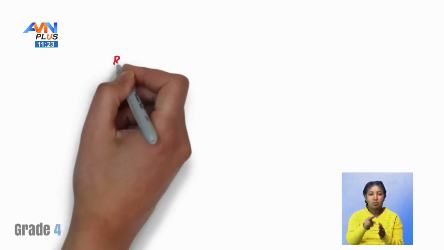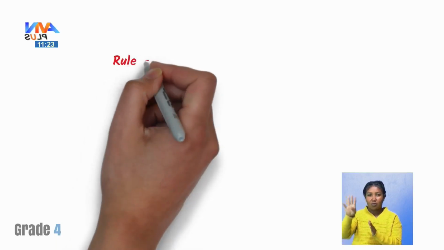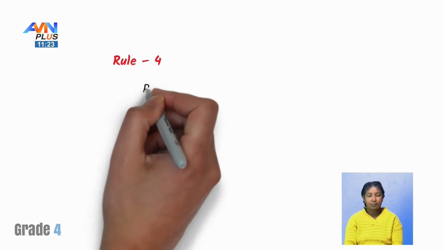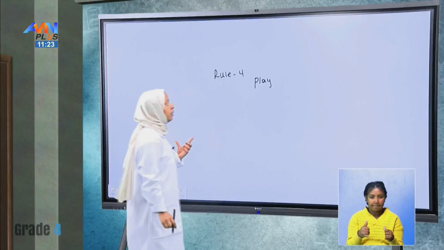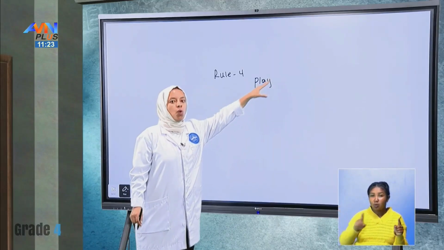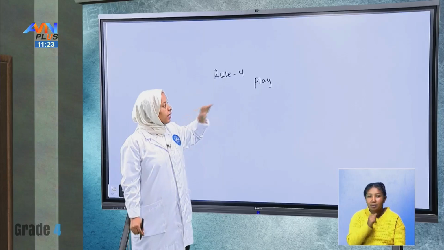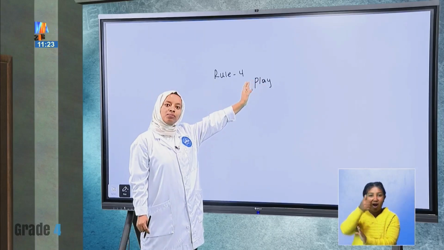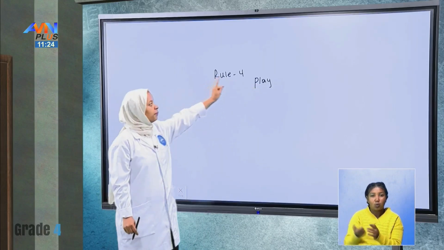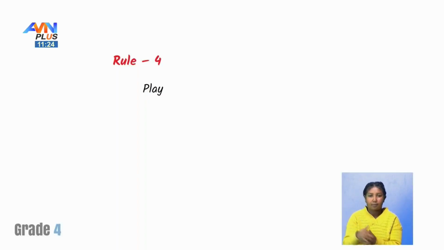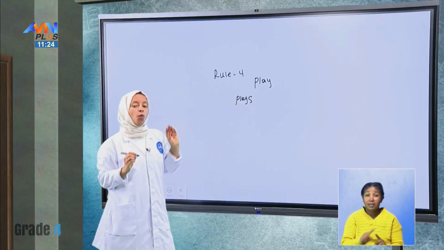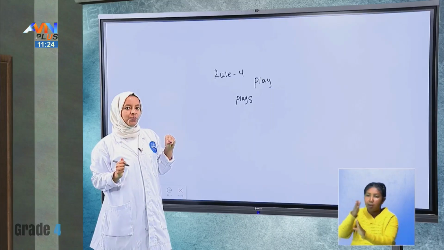Rule number 4. This rule is some verbs like, for example, let us mention play. Look here. This ending with what? Y. But we are not canceling Y. Do you know the reason? Because before Y, there is what? A vowel word. So when we come to here, play, place, easily. This is ending with Y, but it just add what? S.